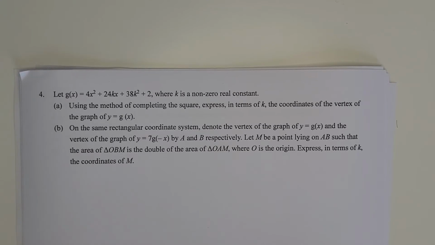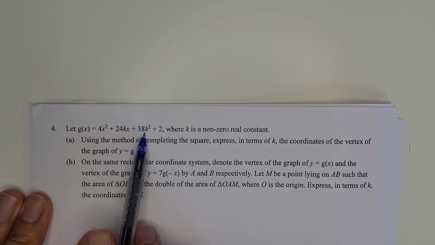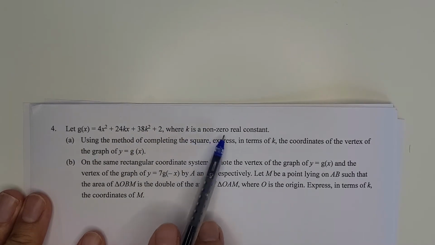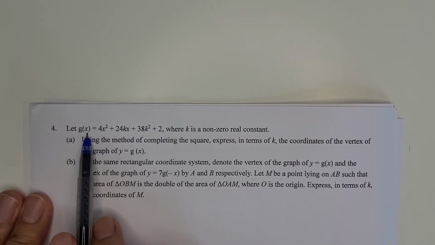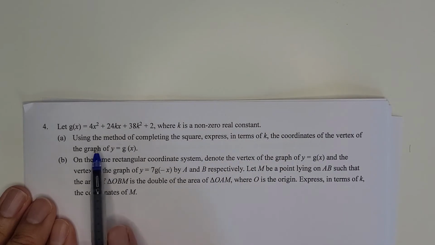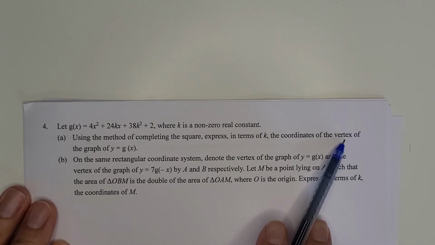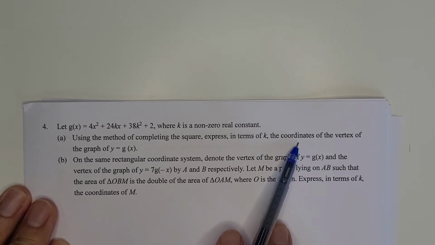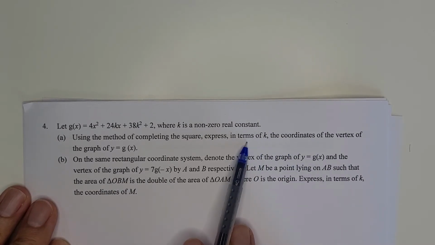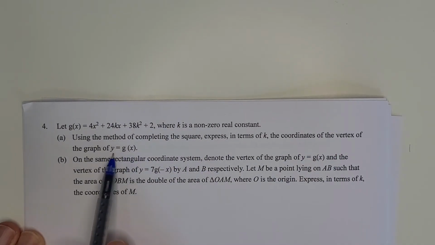So let g(x) be this function, and k is a non-zero real constant. g(x) is 4x squared plus 24kx plus 38k squared plus 2. k is a constant. g(x) here, x is a variable. Use the method of completing the square to express, in terms of k, the coordinates of the vertex of the graph of this one. Okay, how do we read this one? The graph of this one has the vertex, right? It has the coordinates we want to find, but the answer should be in terms of k. How do we find this? Use completing the square. Okay, so you read the sentence backward, and you will know what you need to do.